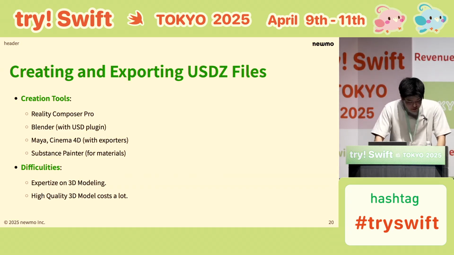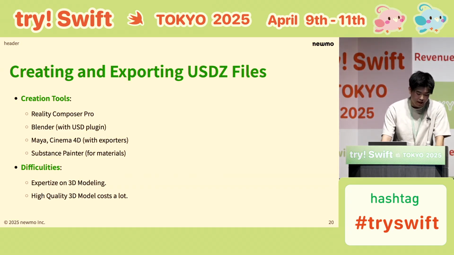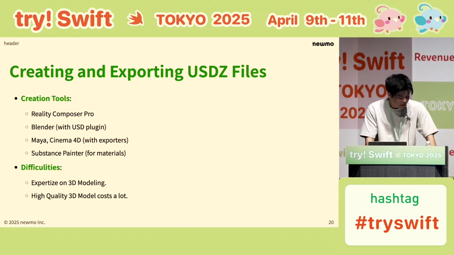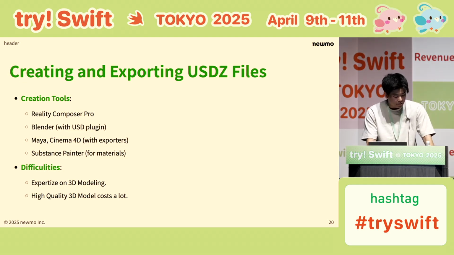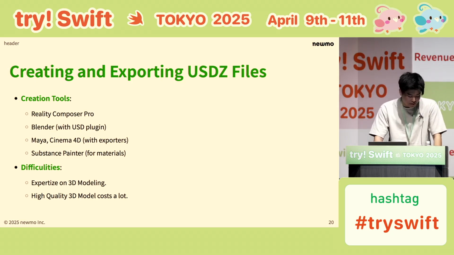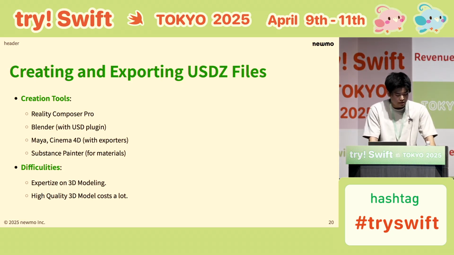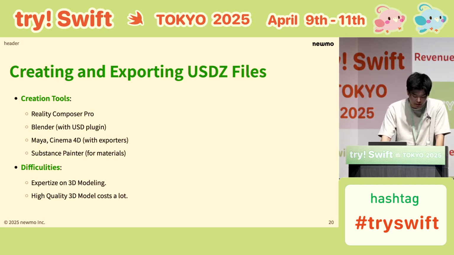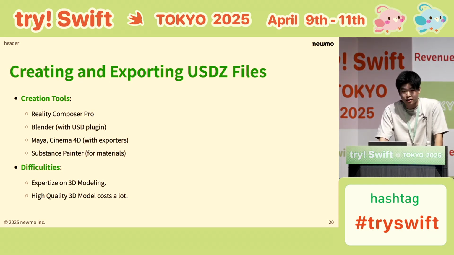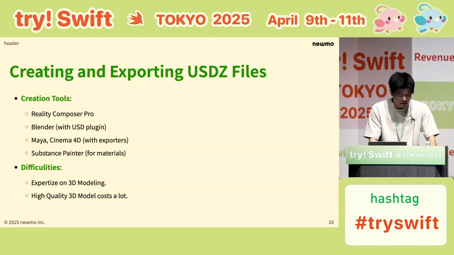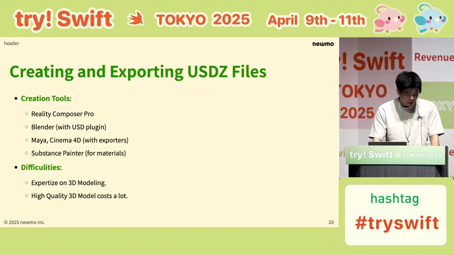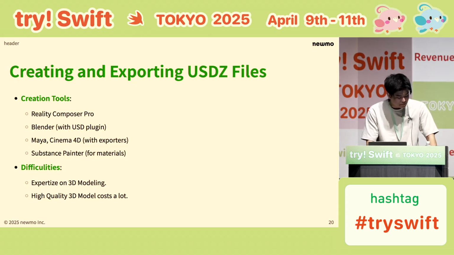OK, USDZ is great and easy. But how do we make these files? They usually come from people using professional 3D programs. Apple gives Reality Composer Pro, part of Xcode, just for making RealityKit scenes. And you can save into USDZ from common modeling tools like Blender. But using these tools needs a lot of skill. Making good, fast 3D models is a special skill, takes a lot of time, and costs a lot.